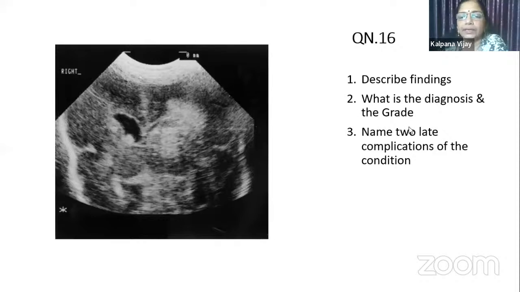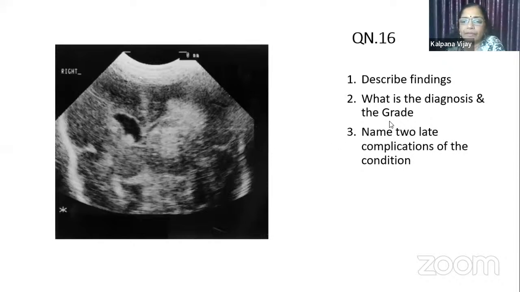So what is the grade of the hemorrhage? It is grade 4. So it is a periventricular, intraventricular hemorrhage. So the different grading: the first one will be the caudothalamic groove. Second one, it will enter into the ventricle, but there is no ventricular dilatation. Grade 3 will be hydrocephalus, but there won't be any parenchymal hemorrhage. When there is parenchymal hemorrhage, it becomes grade 4.